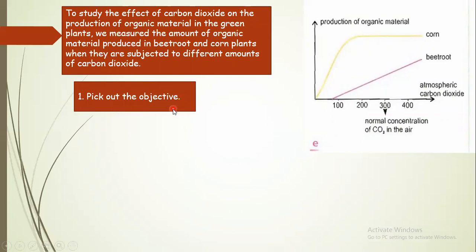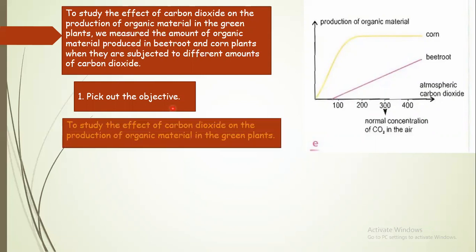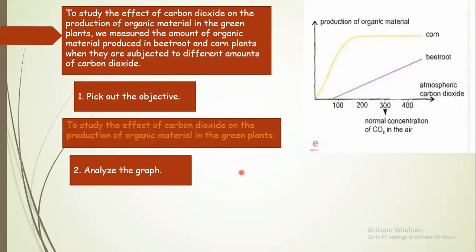Pick out the objective. What was the objective of this experiment? Why did we do this graph or this experiment? It's to study the effect of carbon dioxide on the production of organic material in the green plant. So just to see the effect of carbon dioxide, does it affect the production of organic material or the production of starch, or is there no effect for carbon dioxide?